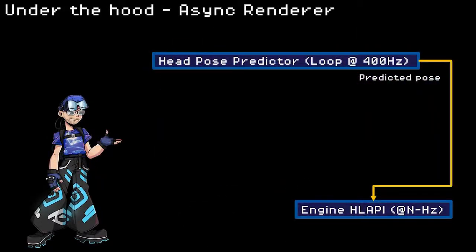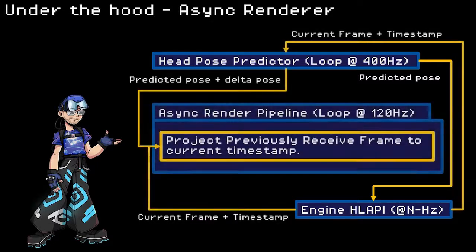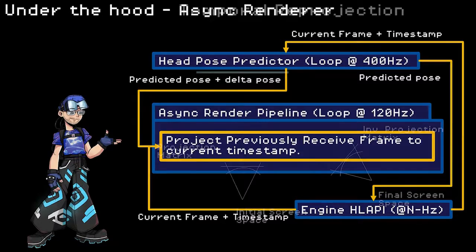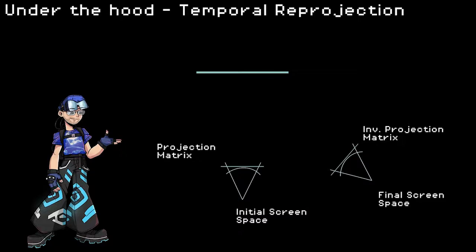Under the hood, Project Esky is comprised of 3 intercommunicating components. The first is the tracker thread and head pose predictor. Esky's other core component, the high-level API, which can be considered a mediator between the game engine and low-level components, receives the predicted head poses and uses them for rendering, sending the rendered frame and time step to our final component, the asynchronous renderer pipeline. The pipeline receives projected head poses and calculates the delta pose to reproject the currently rendered frame to the current timestamp.